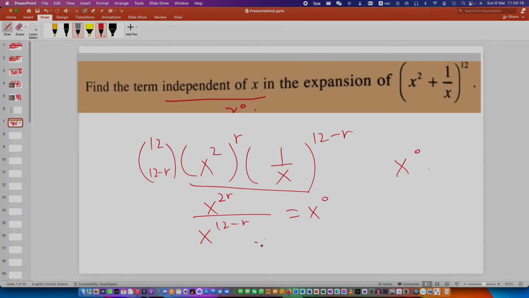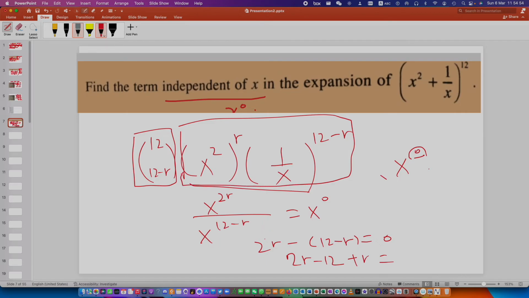Then 2r minus 12 plus r. So you end up with? What happened to the 12 choose 12 minus r? We focus on the r. Once we find the r, then we can figure out the coefficient. Now I focus on the interplay between the x first.